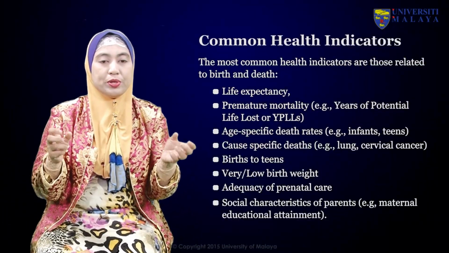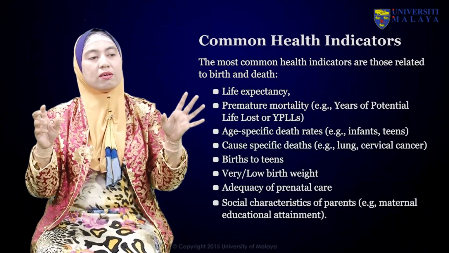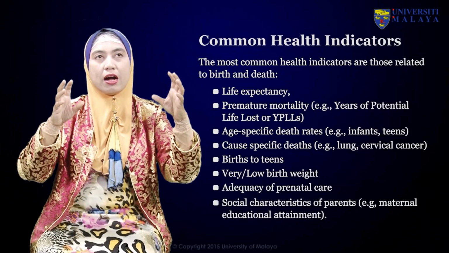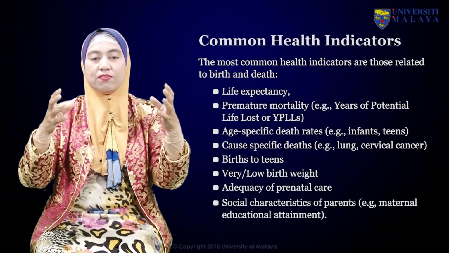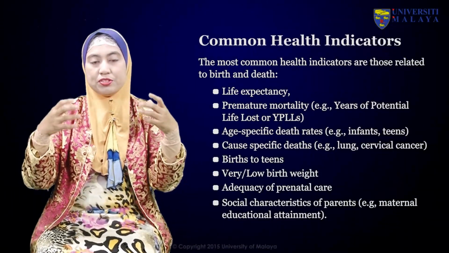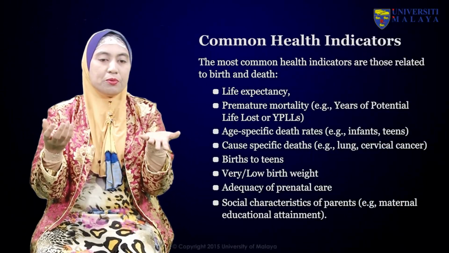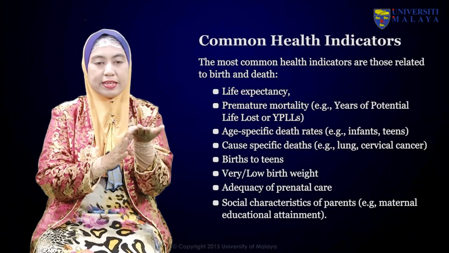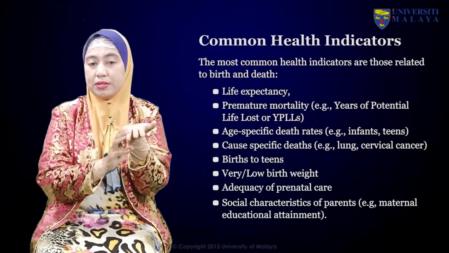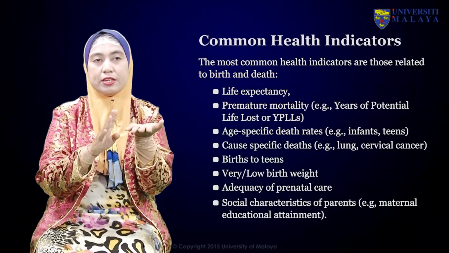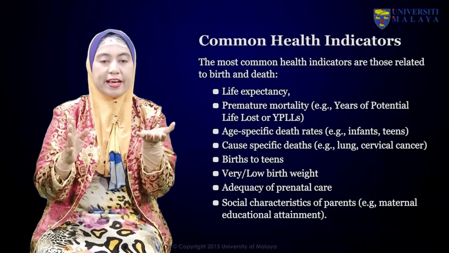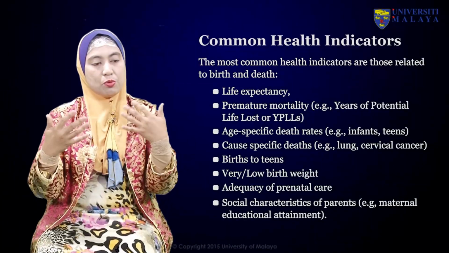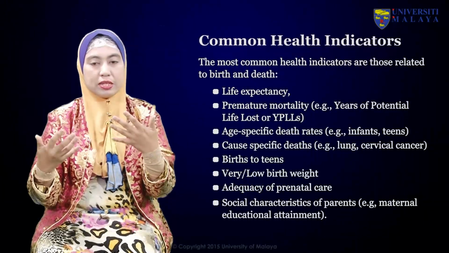Okay, and we also have indicators of the rate of teenage pregnancy. Okay, and we have very low or low birth weight indicators. Okay, and we also have adequacy of prenatal care, whether we have enough prenatal care for a certain population, and we also look at the social characteristics of parents. That means we want to see the maternal educational attainment that they have.